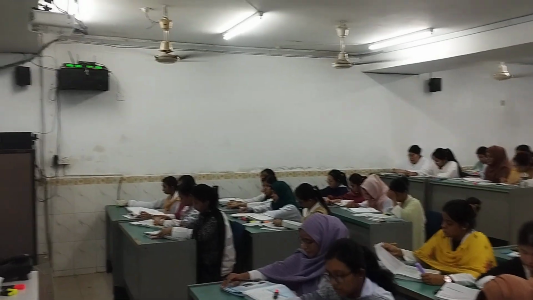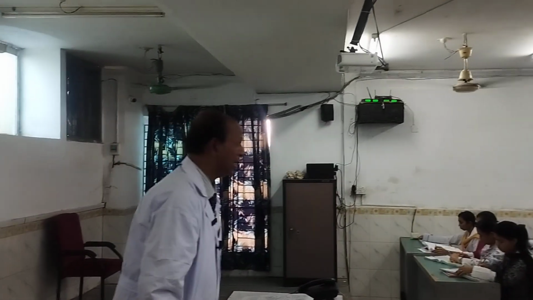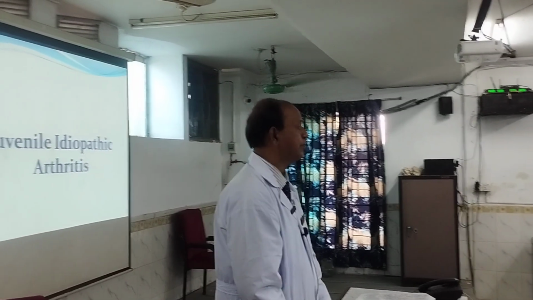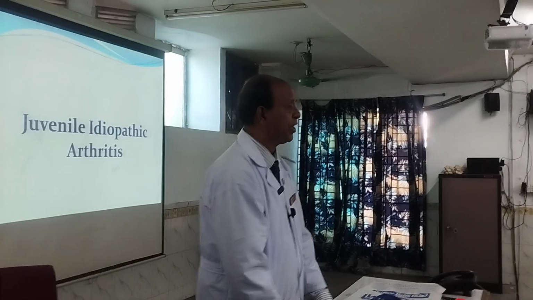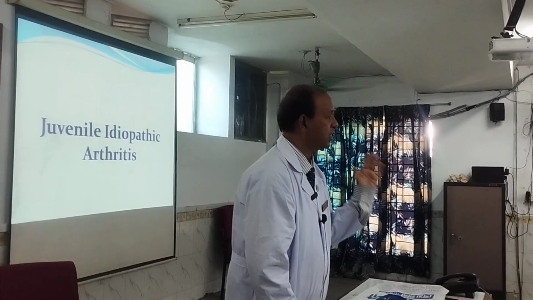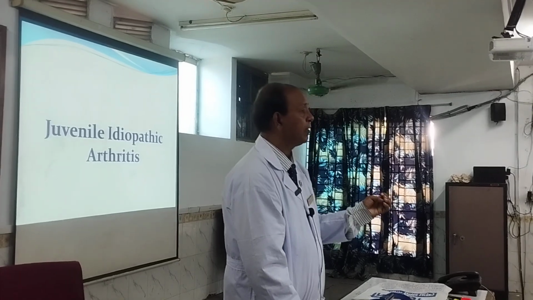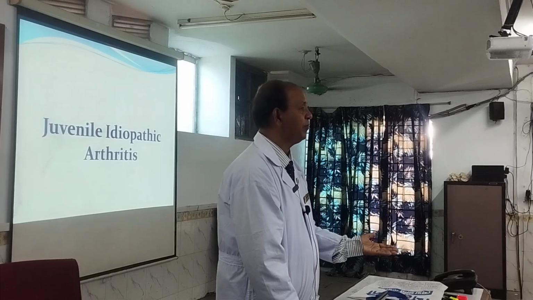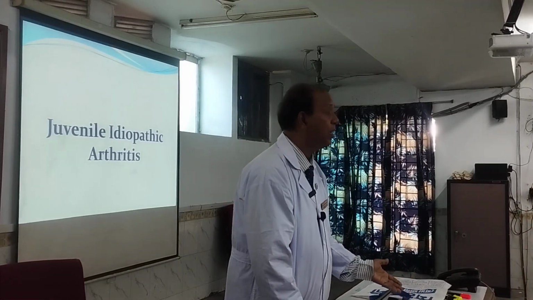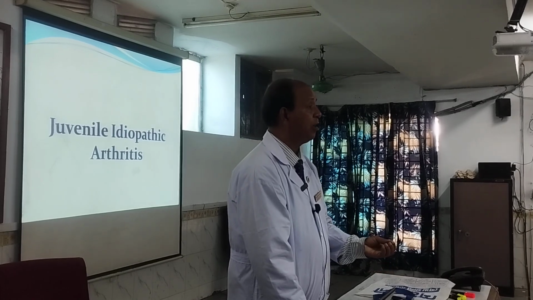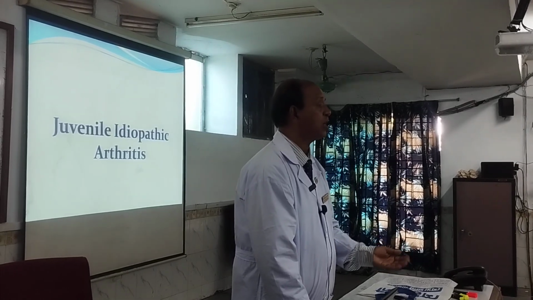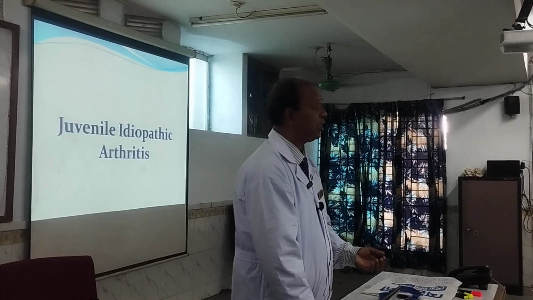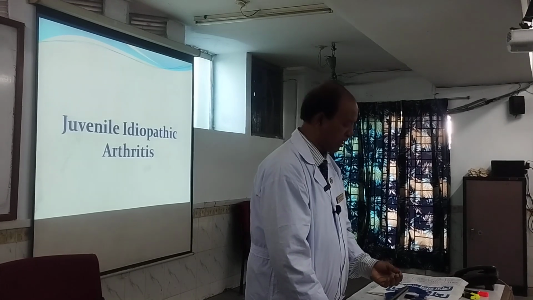for juvenile idiopathic arthritis, JIA. Classification of juvenile idiopathic arthritis. First of all, look at oligoarticular type of JIA. It is about 40 to 50%. It is again of two types: persistent oligoarthritis and extended oligoarthritis. Oligoarthritis means involvement of less than 5 joints. Persistent oligoarthritis means only up to 4 joints are involved throughout the disease process. But in extended oligoarthritis, more than 4 joints are involved after the first 6 months.